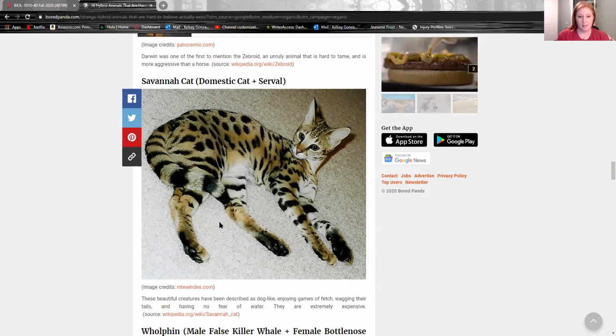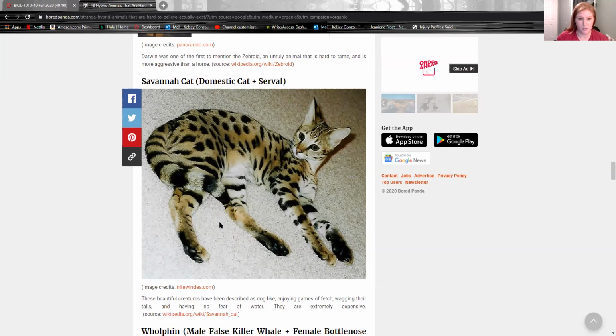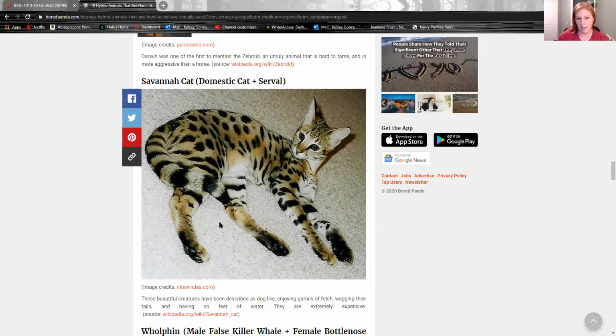Their cost, they're very expensive depending on the generation of cat that you get. If you find that your cat will never breed other Savannah cats, then I believe they're less expensive. But if you want a breeding cat or, you know, one of those types of generations, then they become more expensive.